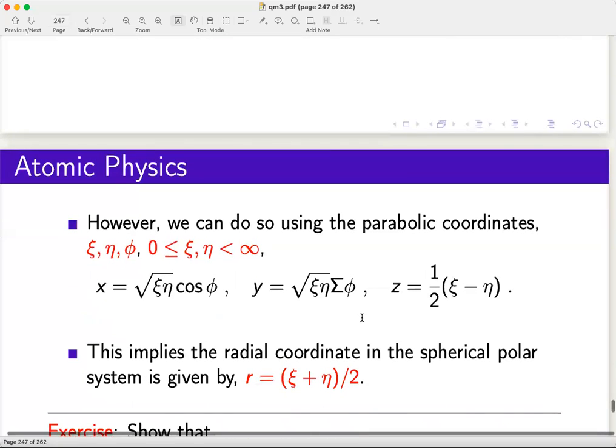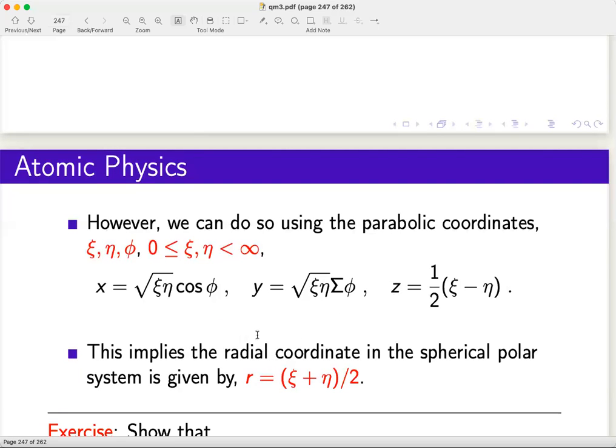If you look at this, and if you say x squared plus y squared plus z squared, which is the same as r squared, then you'll notice that cos squared phi plus sine squared phi will go away. You get xi eta factor, and z squared will give you a quarter of xi minus eta whole squared. You can put all of them together, you will find that r is xi plus eta by 2. It's just a straightforward computation.